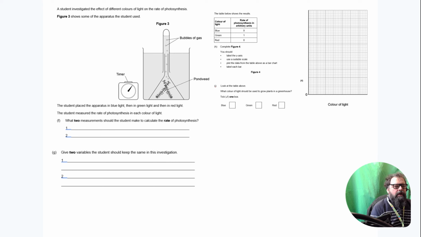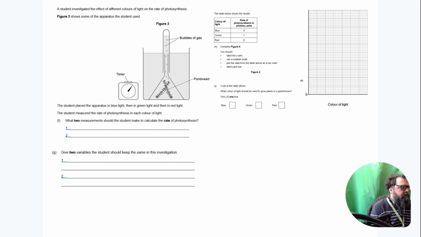Plot the data. Think to yourself here, the color of light is a label. So the correct type of graph here is a bar chart. It's telling you to plot a bar chart. We need to fit 3 bars on, 1 for blue, 1 for green, 1 for red. Finally, label the bars at the bottom and make sure you've got the right label on the right bar.